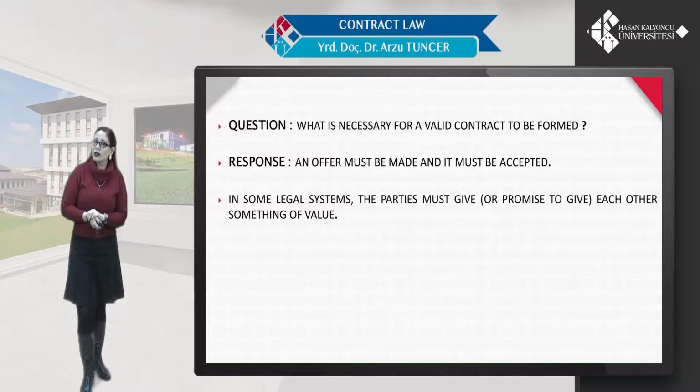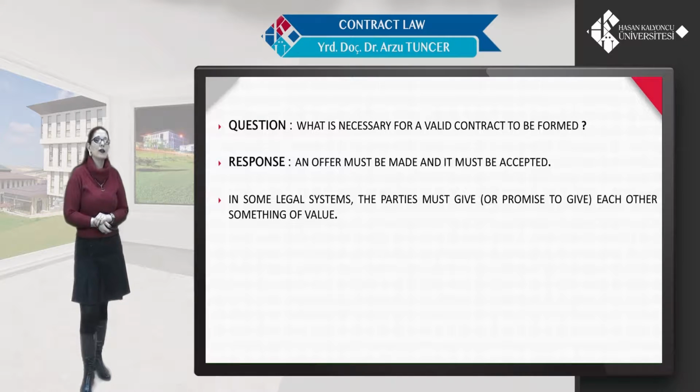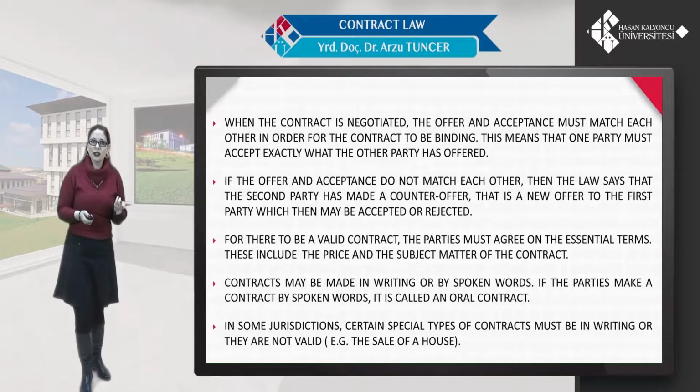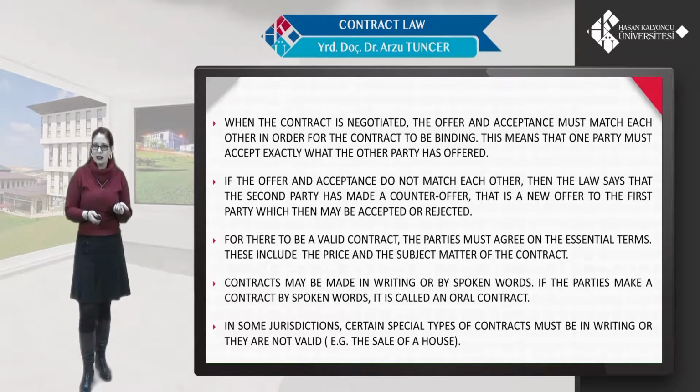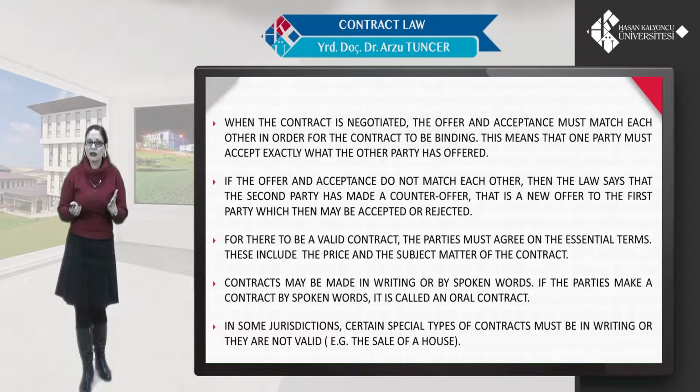So, another question to you. What is necessary for a valid contract to be formed? You have to reply like this. An offer must be made and it must be accepted. As I mentioned before, in some legal systems, the parties must give or promise to give each other something of value. When the contract is negotiated, the offer and acceptance must match each other in order for the contract to be binding. This means that one party must accept exactly what the other party has offered.